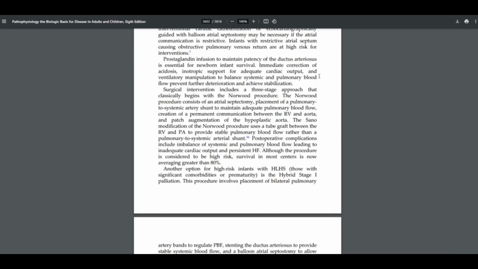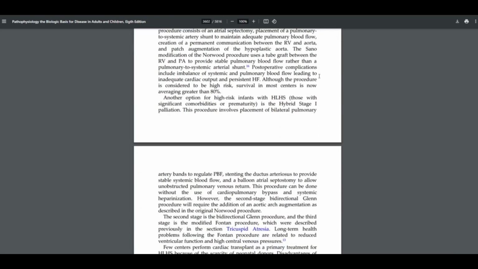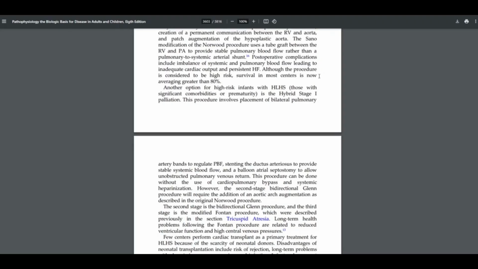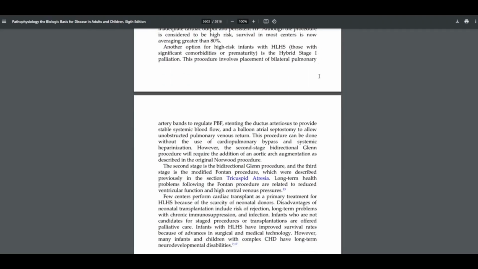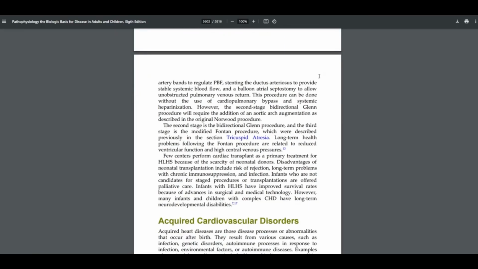Another option for high-risk infants with HLHS, those with significant comorbidities and prematurity, is the hybrid stage 1 palliation. The procedure involves placement of bilateral pulmonary artery bands to regulate PBF, stenting the ductus arteriosus to provide stable systemic blood flow, and a balloon atrial septostomy to allow unobstructed pulmonary venous return. This procedure can be done without the use of cardiopulmonary bypass and systemic heparinization.